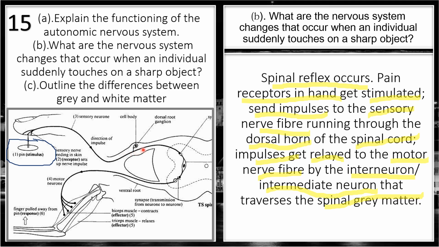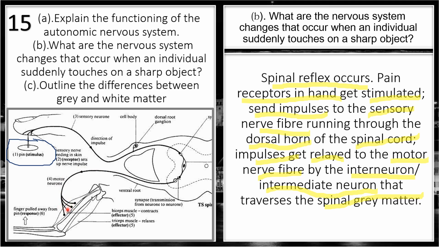Dorsal root of the spinal cord, pass through the white matter to the gray matter, and at the gray matter it is going to pass over the impulse to the relay neuron, which we call the interneuron or intermediate neuron, which will also relay the impulse to the motor neuron, and the motor neuron will pass through the ventral root of the spinal cord, and it will take the information to the muscle, which is the effector.